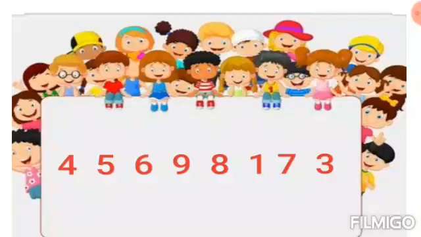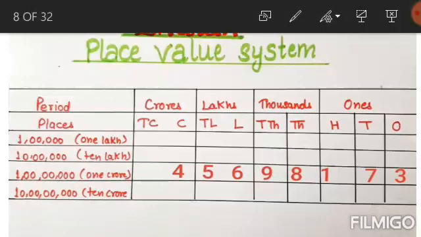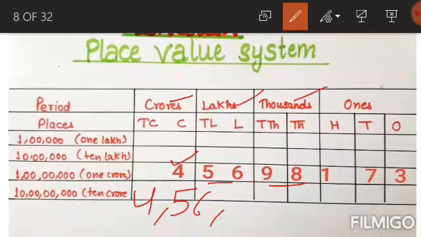Now next, 8 digits are given. Again we arrange the digits in the Indian place value system. So how can we read and write? We read it as 4 crore, 56 lakh, 98,173.